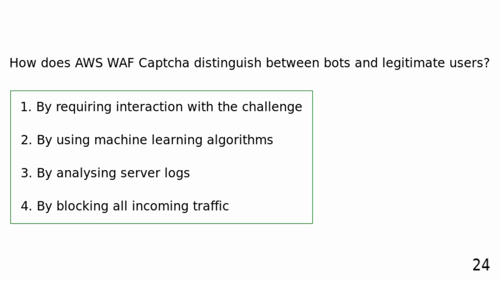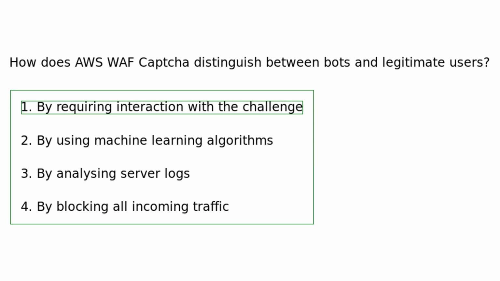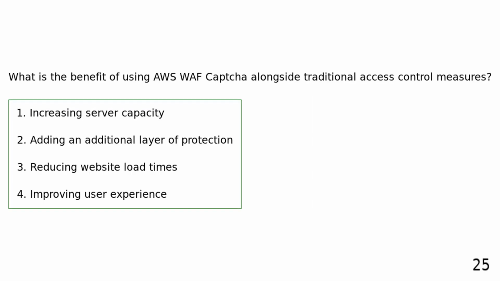How does AWS WAF Captcha distinguish between bots and legitimate users? By requiring interaction with the challenge. By using machine learning algorithms. By analyzing server logs. By blocking all incoming traffic. AWS WAF Captcha distinguishes between bots and legitimate users by requiring interaction with the challenge, which can be difficult for automated scripts to complete.